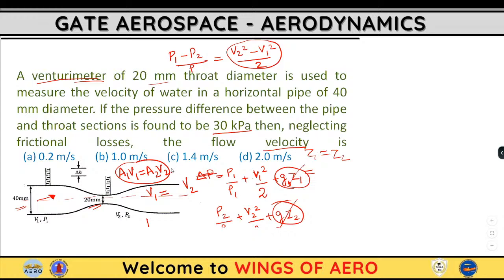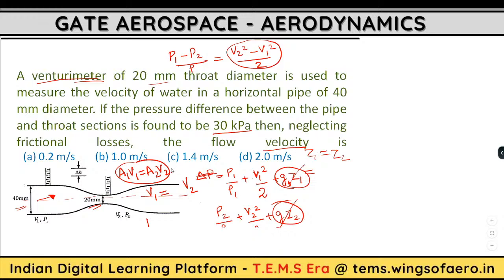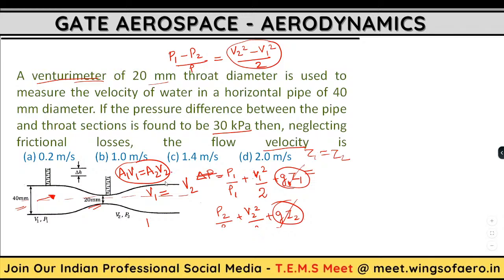V1 and V2 can be written in terms of the area ratio. Yes, of course it can be. That's what I'm asking. What is the area ratio?